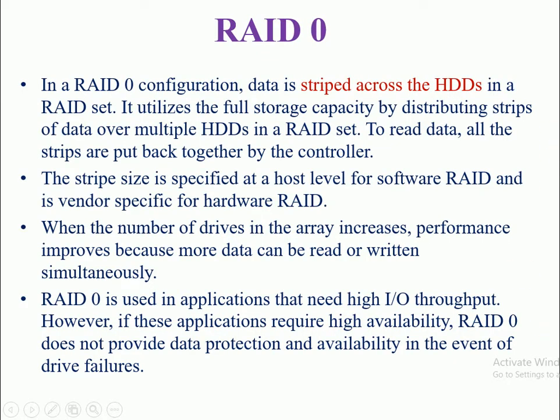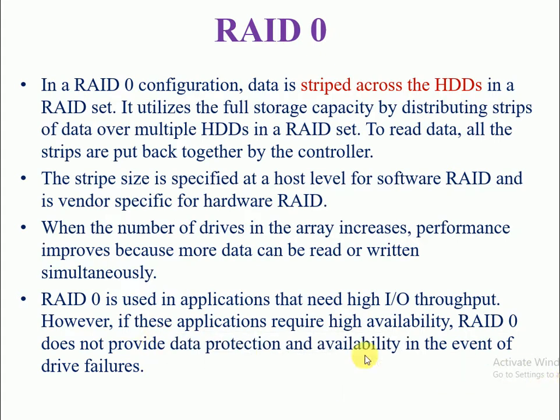Now we will see about different RAID levels. The first level is called RAID 0. So we will see the structure of each of these RAID levels. So RAID 0, the concept is that the data is striped across the hard disk drives.